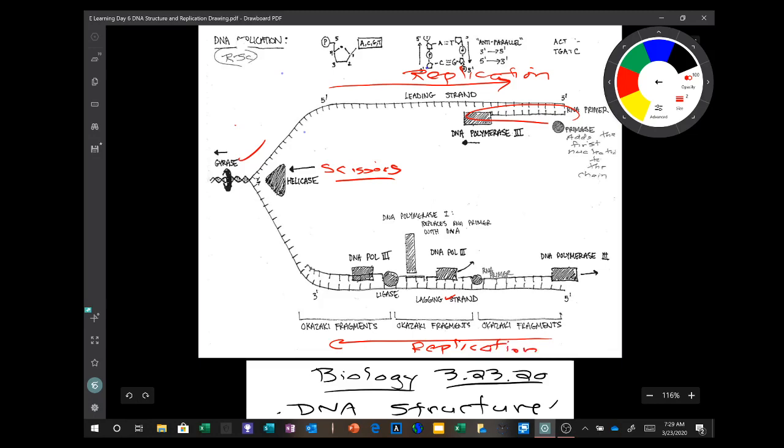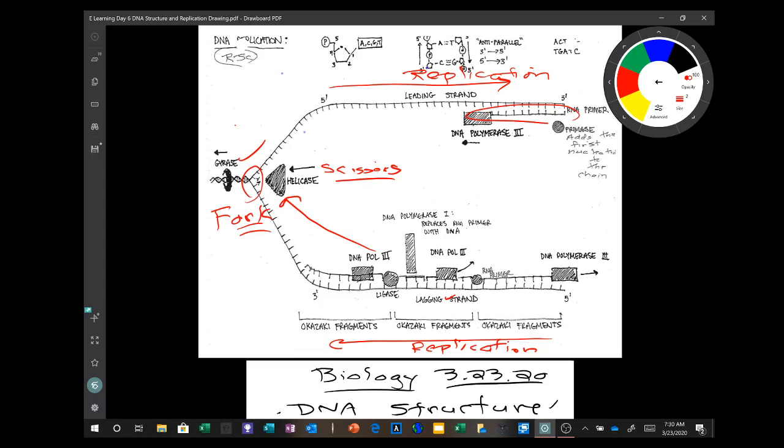All right, so replication going this way, but if you'll notice, this replication up here is going away from this area here, which is called the replication fork. So replication on the leading strand is going away from the fork, and on the lagging strand it's going toward the fork. And there are times when the replication gets temporarily set back a little bit because there's not enough of the single strand unwound in order to add new nucleotides onto.